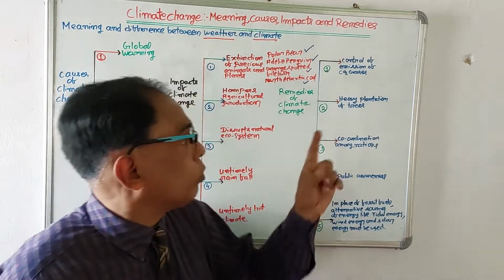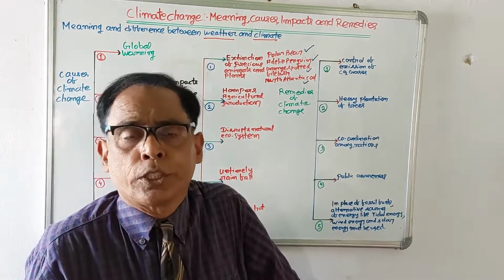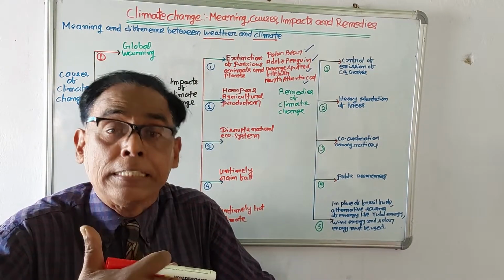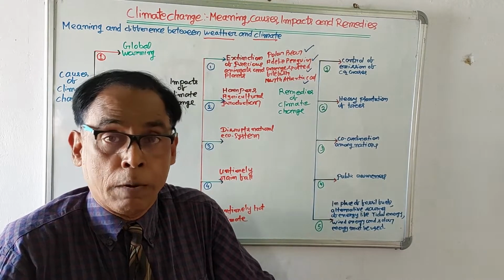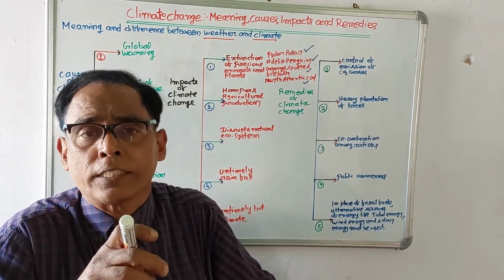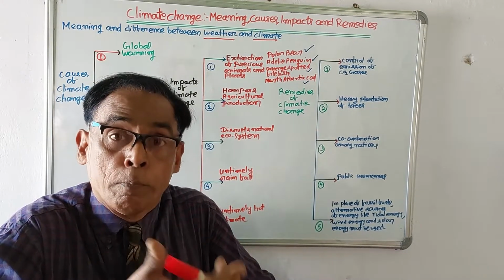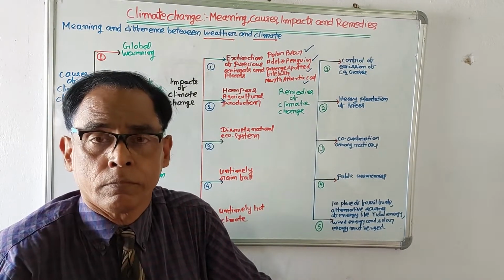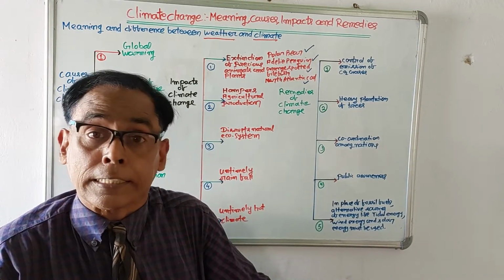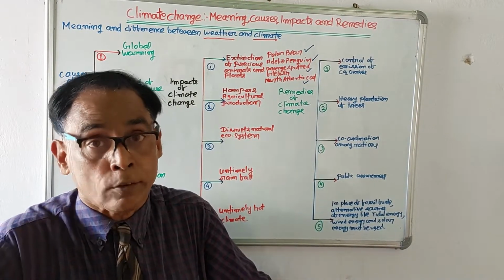Okay, viewers? Number two, heavy plantation of trees. Trees have a nature to maintain balance in the environment. It is the nature of trees to absorb CO2 gases. So if there will be more plantation of trees, then climate change can be controlled to a large extent, not to a considerable extent, to a large extent.